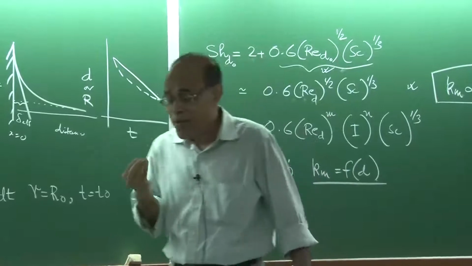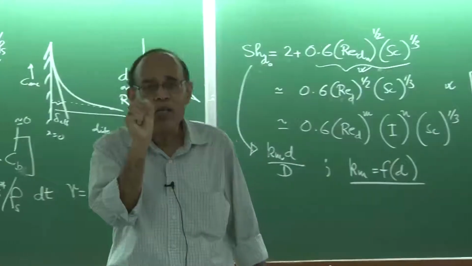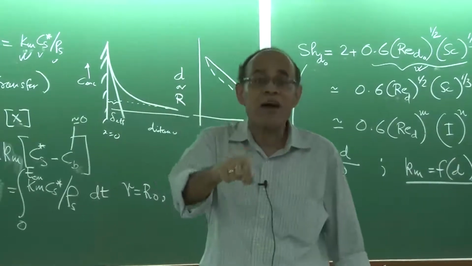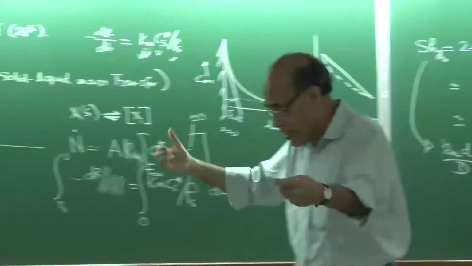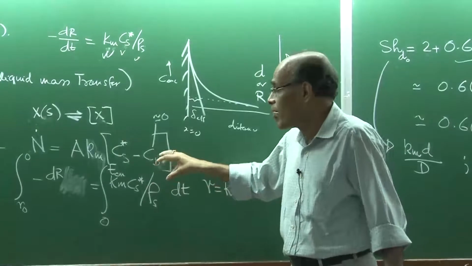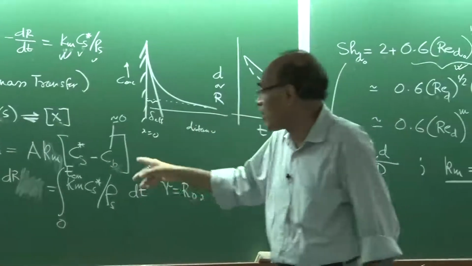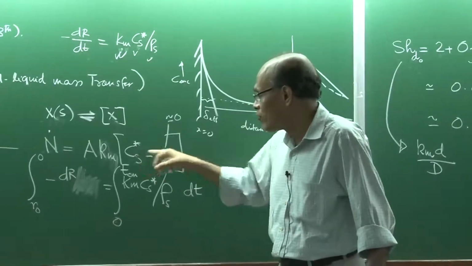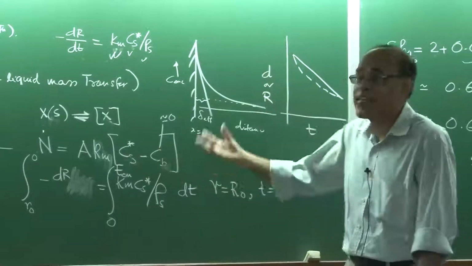slow. So that is why the last traces, the tiny naphthalene balls, appear to remain in your cupboard forever, because the enclosure in which you have kept the naphthalene ball becomes almost filled with naphthalene vapor, causing the driving force C S star minus C B to vanish. And in that case, what is happening?